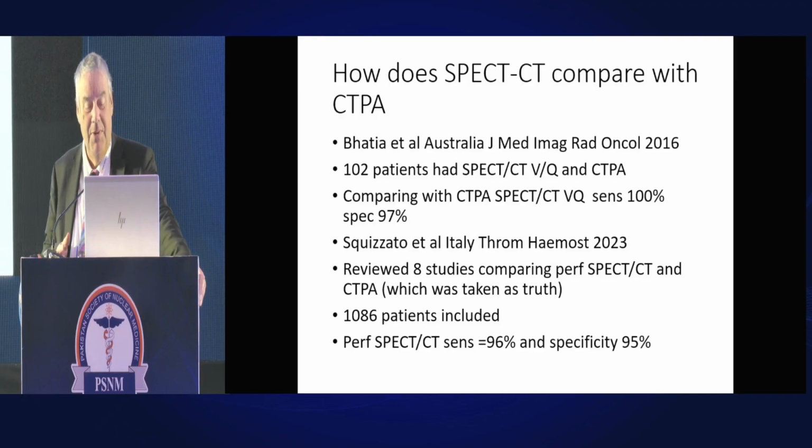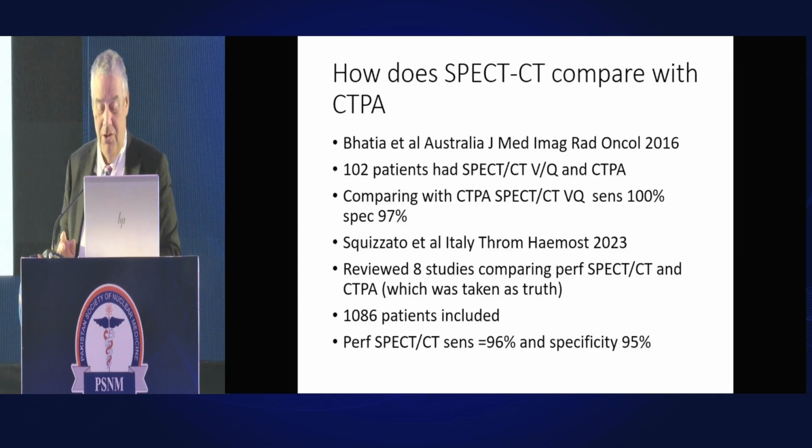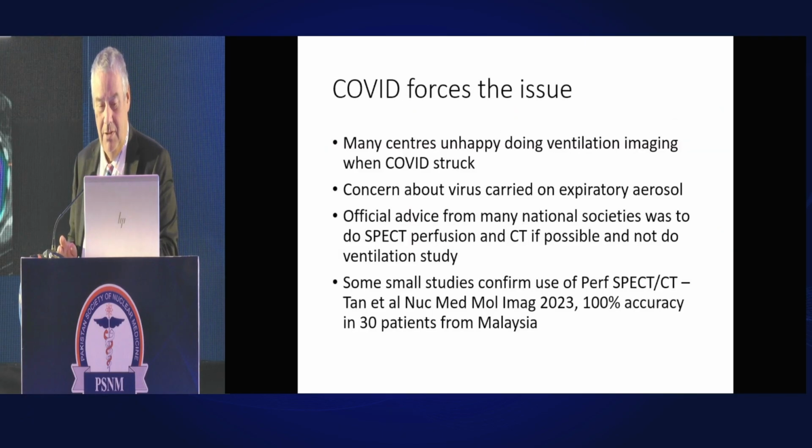Another paper published more recently from Italy, they did a review of 8 studies comparing perfusion SPECT-CT and CTPA. And they came to the answer that the SPECT-CT sensitivity compared to CTPA was 96% and specificity 95%. And statistically, that is no different from 100 to 100. So there is clear evidence that SPECT perfusion CT, if done correctly and you learn how to do it properly, is as good as CTPA. So these patients no longer need to go toddling off to radiology. They can now all be managed in nuclear medicine.